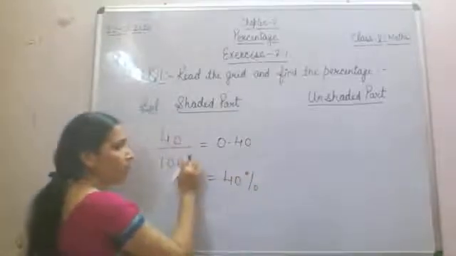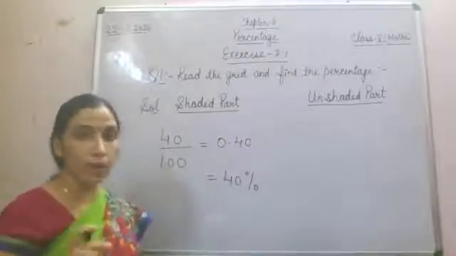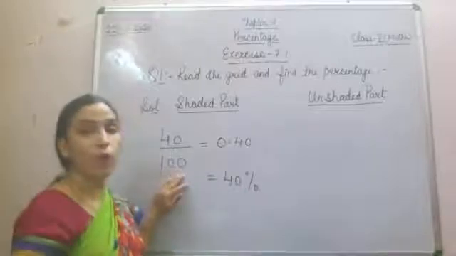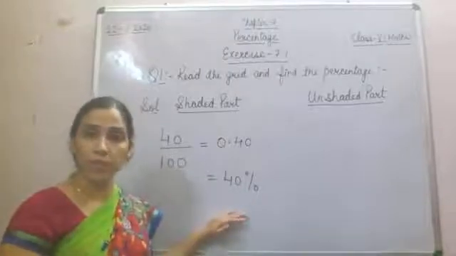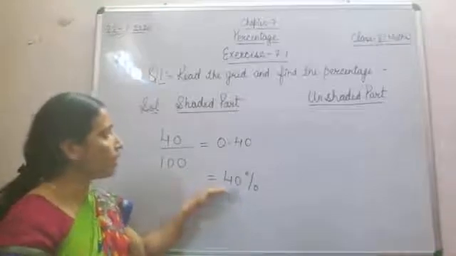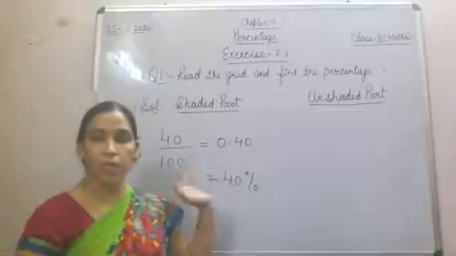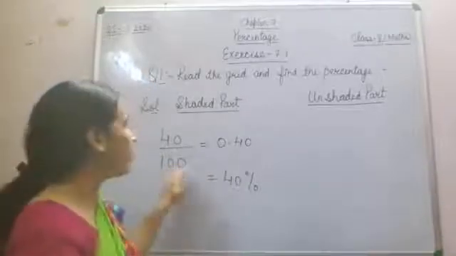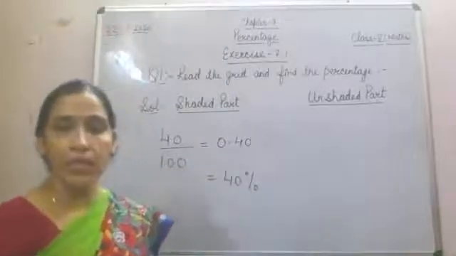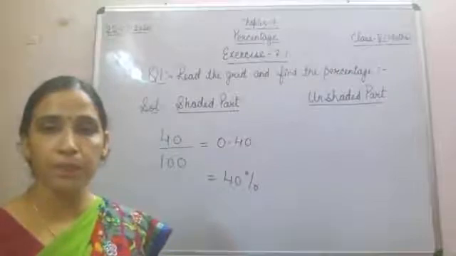That will become 40%. 40 divided by 100. 100 stands for percentage only. Fine. So 40 by 100 means that will become 40%. And if you are supposed to write it in decimal form, you will write 0.40.